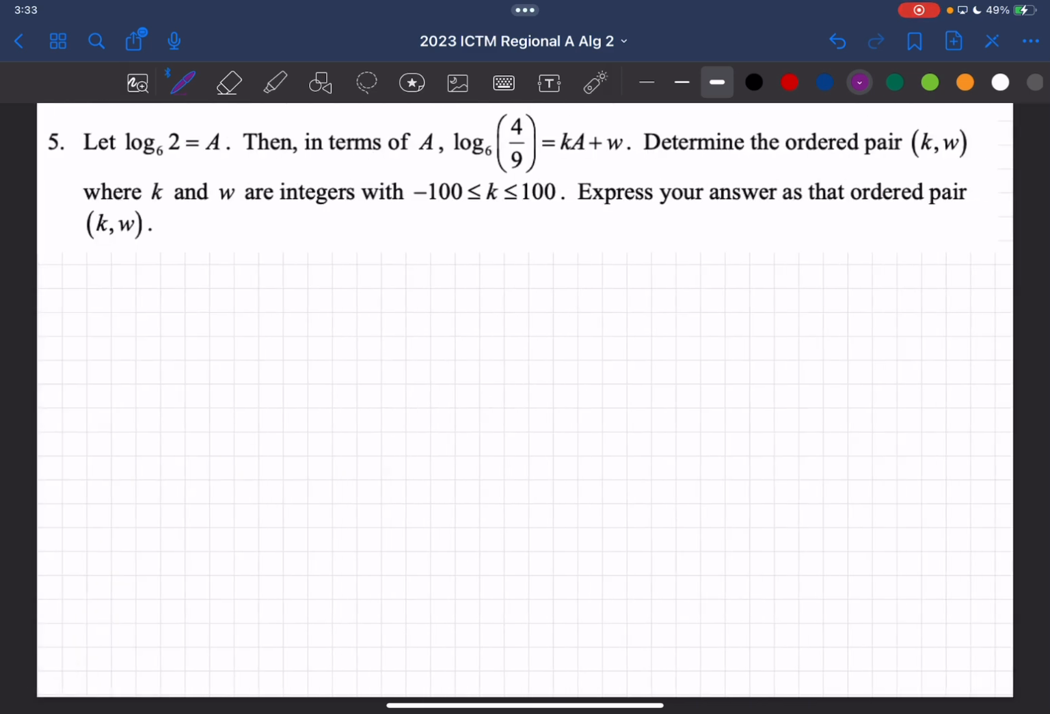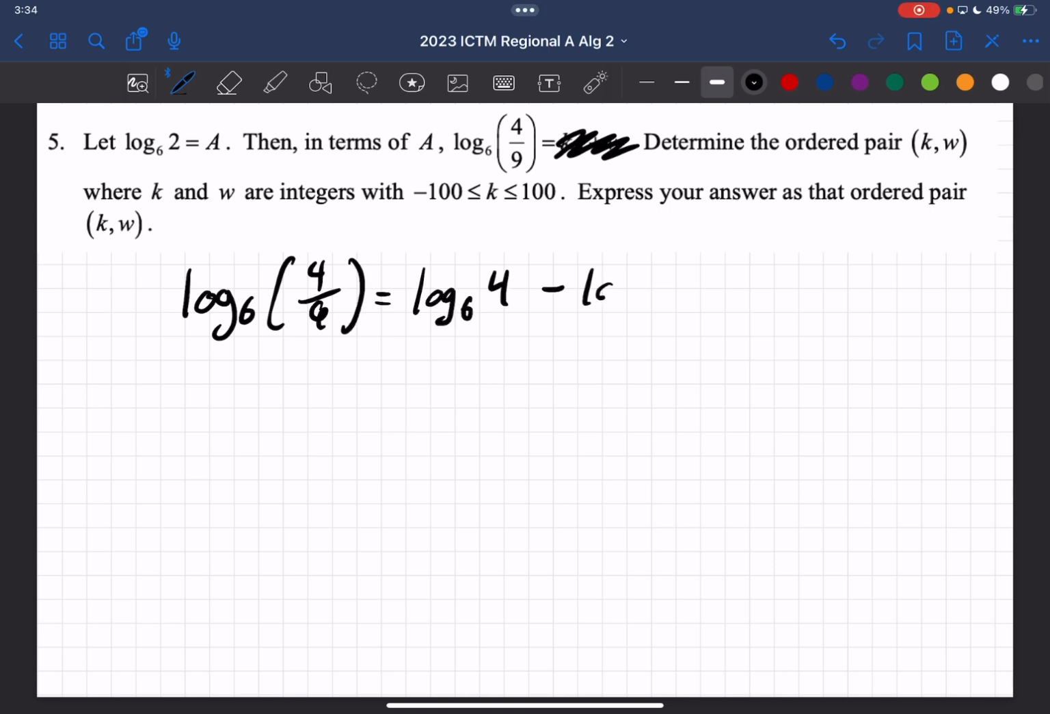Number 5, let log base 6 of 2 equal a. Then in terms of a, log base 6 of 4 over 9 equals ka plus w. So we want to determine these ordered pairs. Now, the temptation would be to say, well, I look at log 6. I'm going to ignore that for the moment. Log base 6 of 4 over 9 equals log base 6 of 4 minus log base 6 of 9.